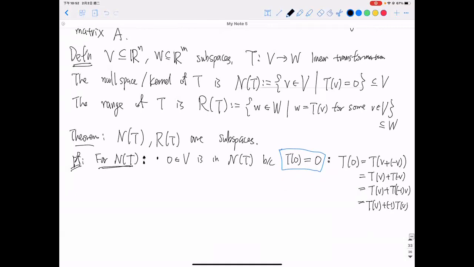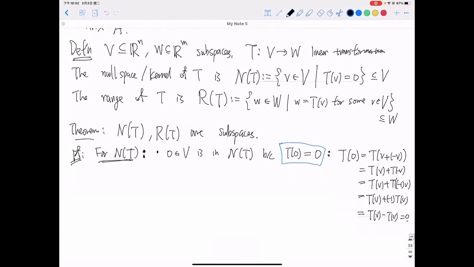So we get T of V plus minus 1 times T of V, which is T of V minus T of V, which is 0. Okay, so that proves that the range has the 0 vector. Sorry, that the null space has the 0 vector.